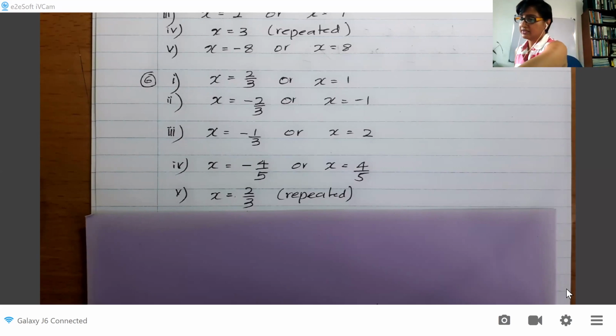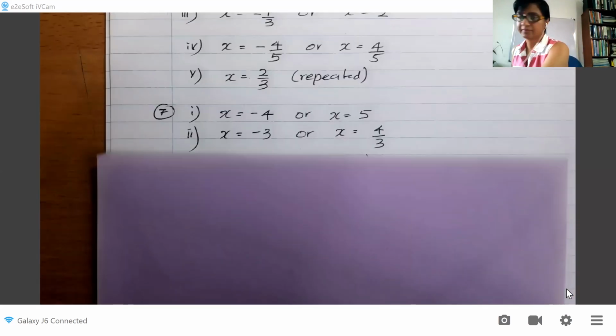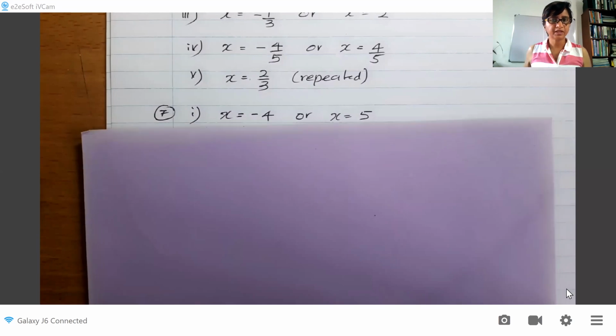Then number 7, the last question in that. The equations you had in number 7 were not given in the ready format, ax squared plus bx plus c equals 0. You had to rearrange the terms into that format. That was the only difference between 5 and 6 and 7. So I hope you found that okay. So 7 part 1, x equals minus 4.